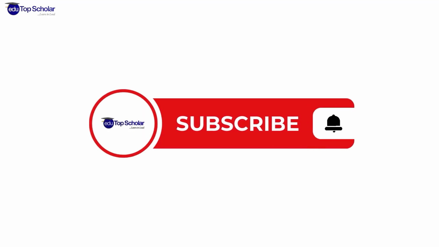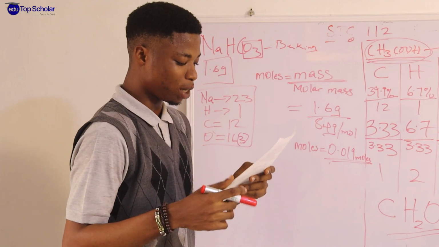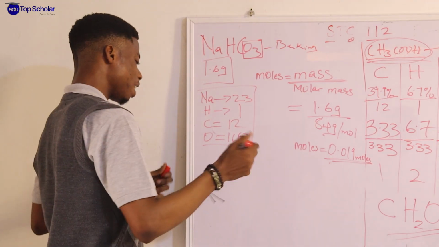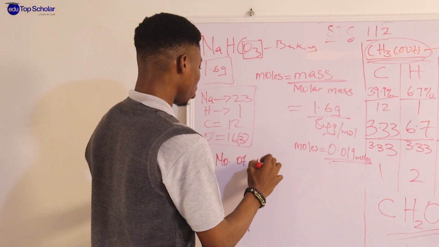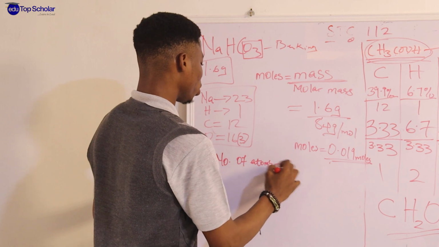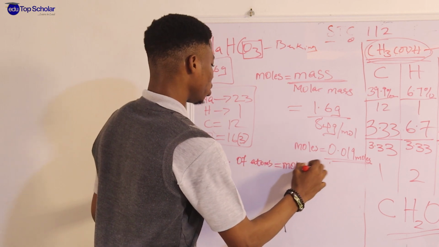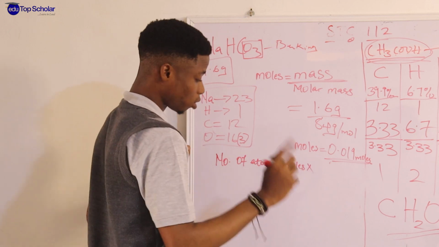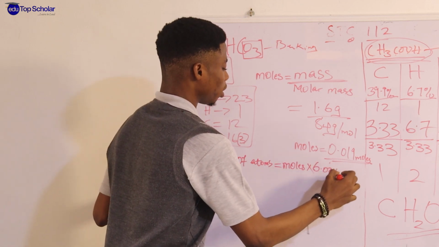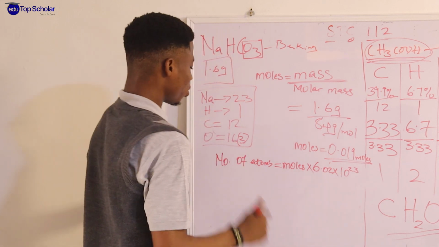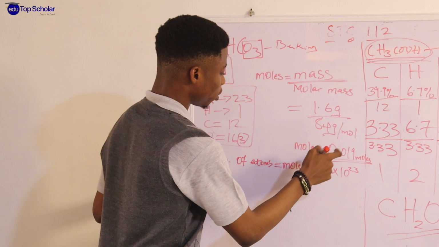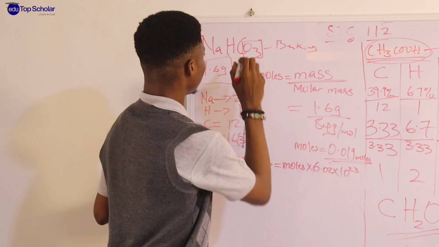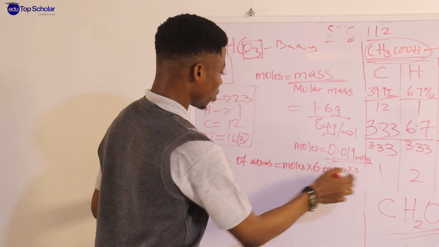The second question says, how many atoms of oxygen are there in 1.6 gram of baking soda? So now, to get the number of atoms, the formula we are using is number of atoms will be equal to what? Our moles times Avogadro's number. And Avogadro's number is what? 6.02 times 10 raised to the power 23. So the number of atoms of oxygen that we have there will be the number of moles, 0.019 moles of baking soda that we have, times Avogadro's number.